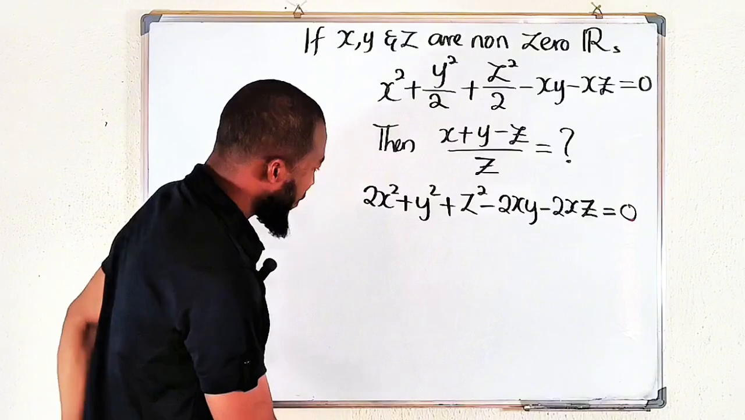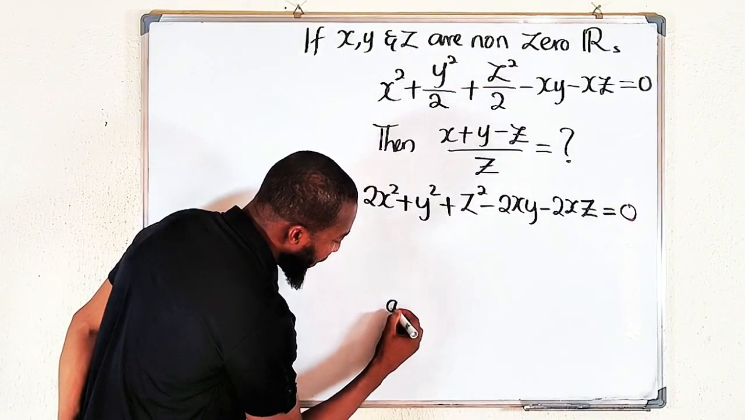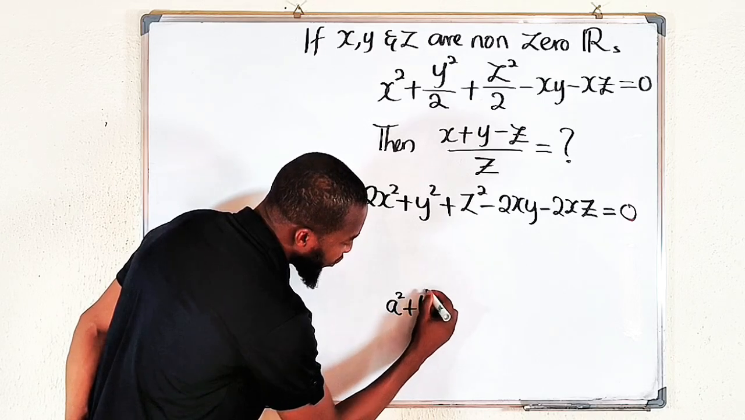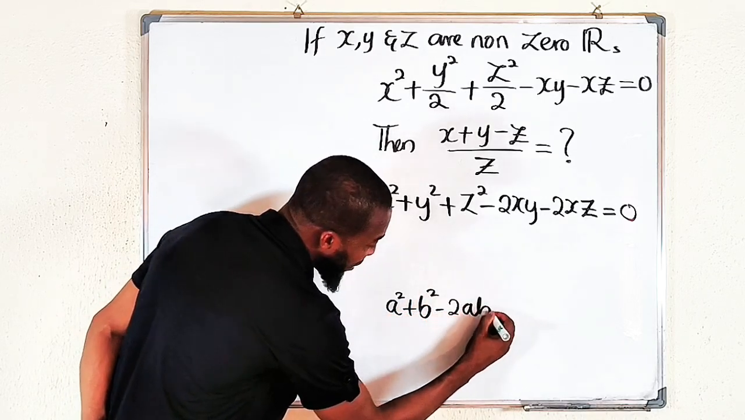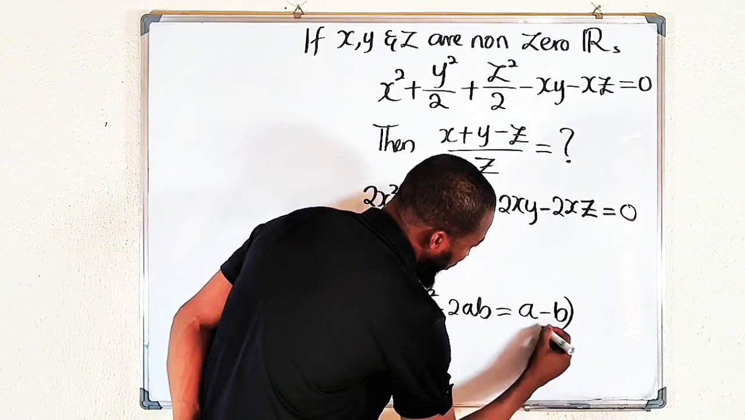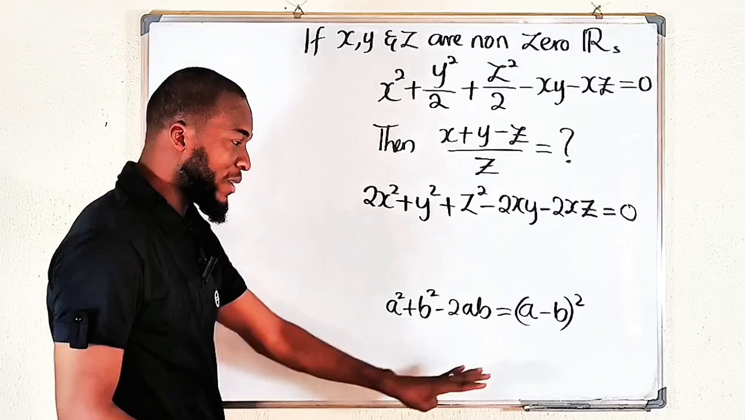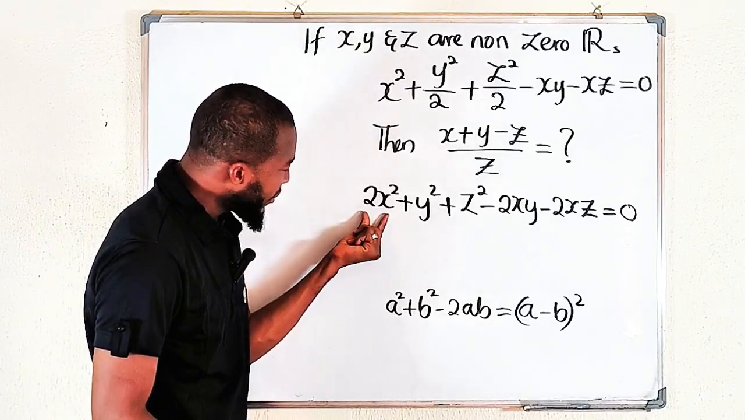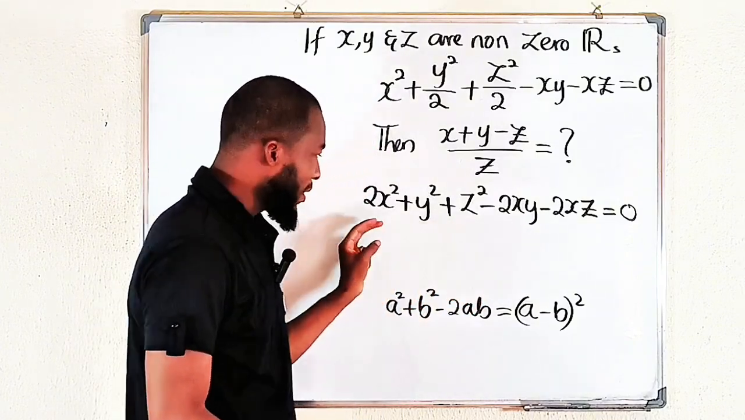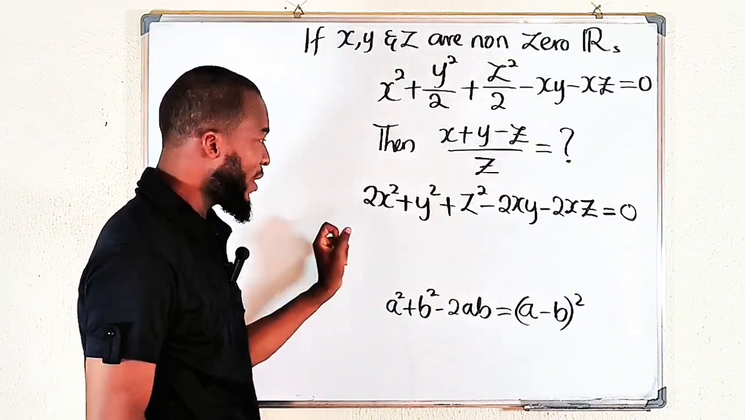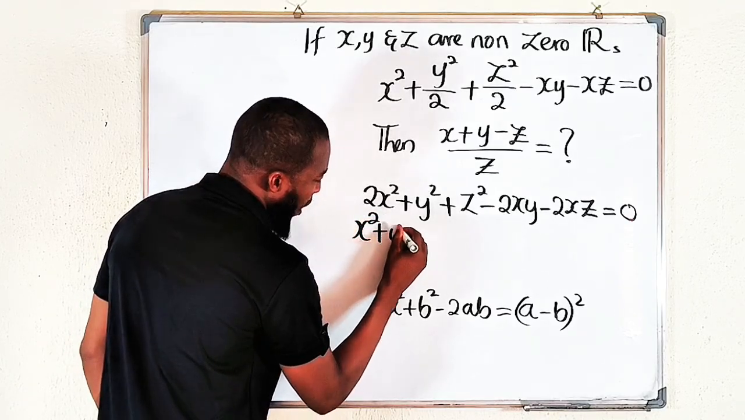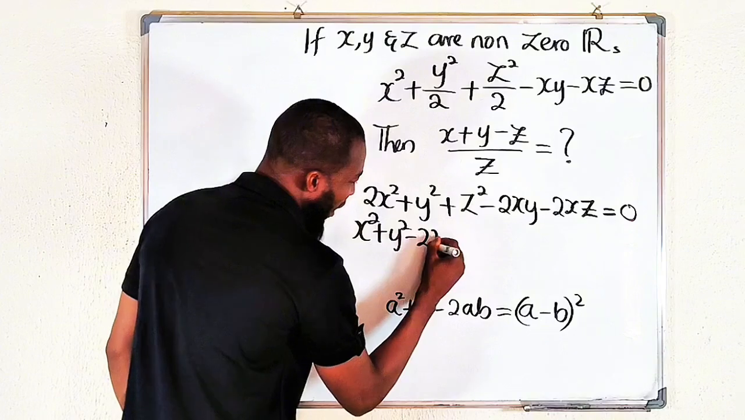One thing you should remember is that a squared plus b squared minus 2ab is the same thing as (a minus b) raised to the power of 2. They are the same. So I would like to split this into x squared plus y squared minus 2xy. Remember, we have two quantities of x squared here.